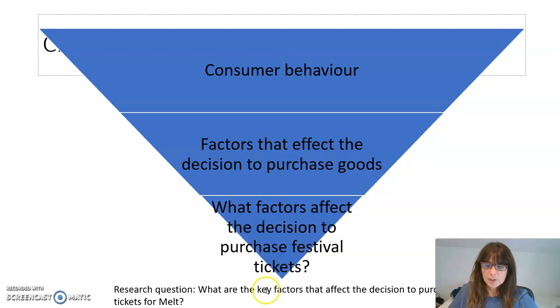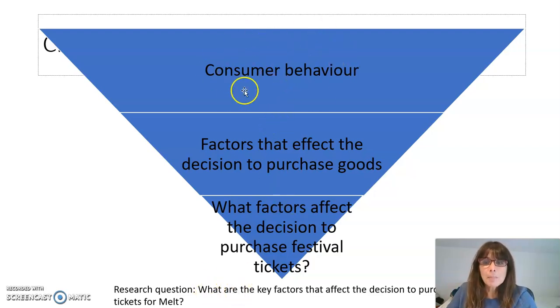Let's say you're an event student and you're interested in what are the factors that affect a consumer's decision about whether to purchase festival tickets. That's a very clear question that you have down here. You're looking at a specific festival and you want to know what are the key factors that affect the decision to purchase the ticket. But in order for you to be able to write your literature review, you need to go up broader to look at what the literature is saying that will be helpful for you to answer this question.